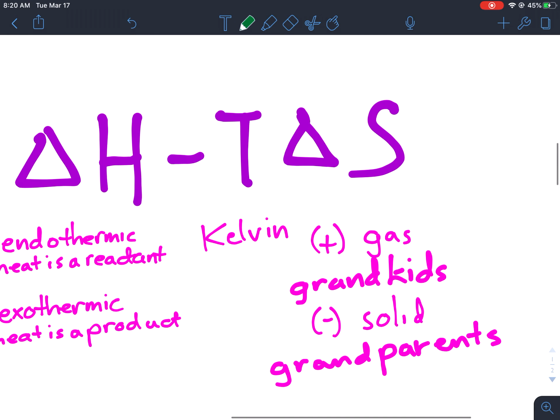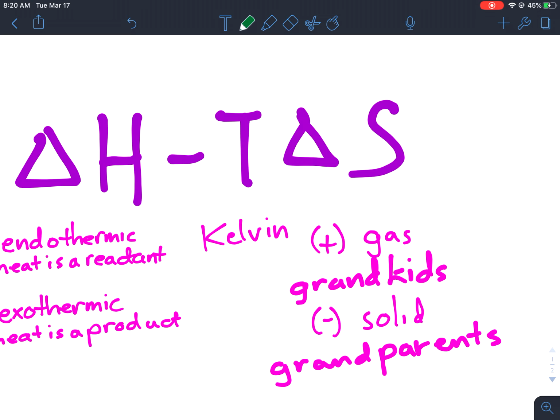Minus T, which is Kelvin, delta S. The one thing about Kelvin that needs to be said here is that you need to remember the reason why we have Kelvin is because Kelvin makes our math possible. Kelvin cannot go to zero. You cannot go to zero with Kelvin. It is always a positive number.